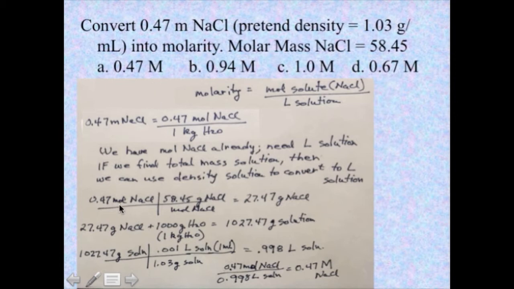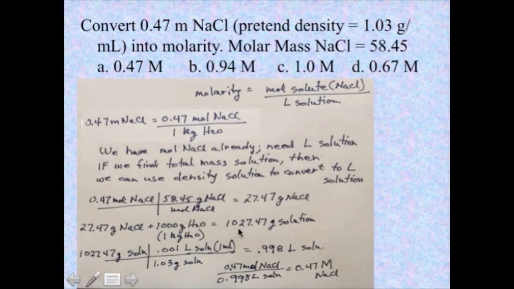So we have to find the total mass of the solution, so we can use density to convert to milliliters and then to liters. So 0.47 moles of sodium chloride, use the molar mass to convert to grams of sodium chloride. Add that to the 1,000 grams of water, which is the denominator in molality, right? 1 kilogram, 1,000 grams of water.